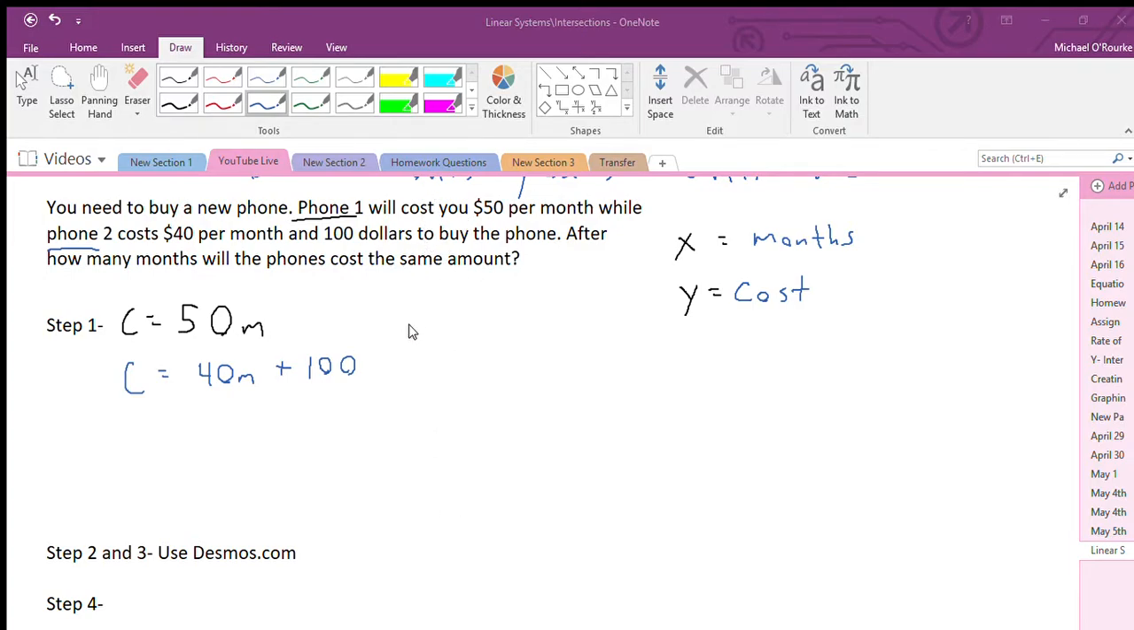The red starts at 0, which makes sense because we don't have a y-intercept. The blue's going to start up higher. So we're just going to scroll up here until we see them cross over. And we see here, we kind of scroll up, finally we see a dot. 10, 500 is our intersection point.